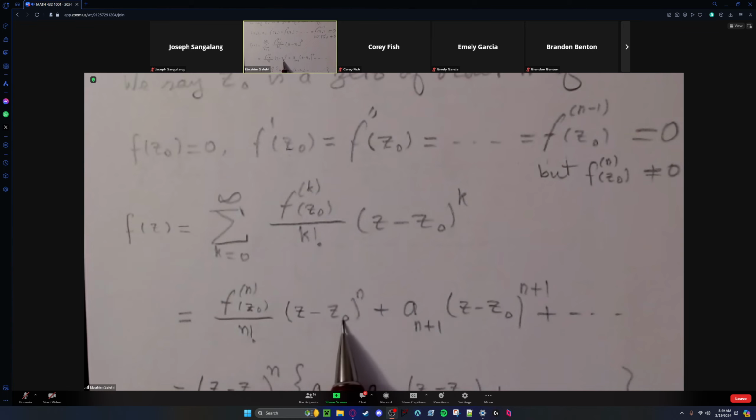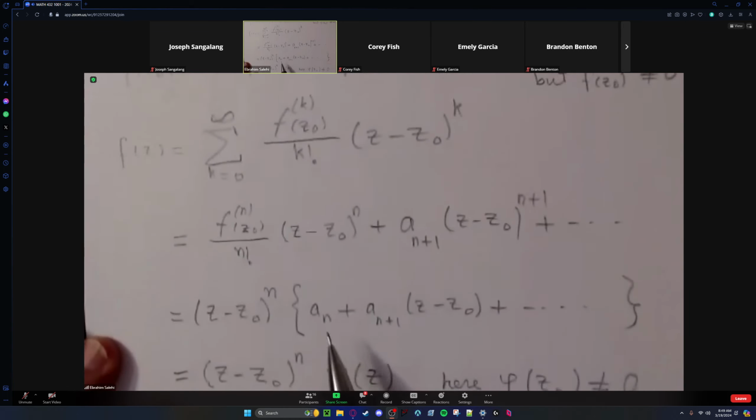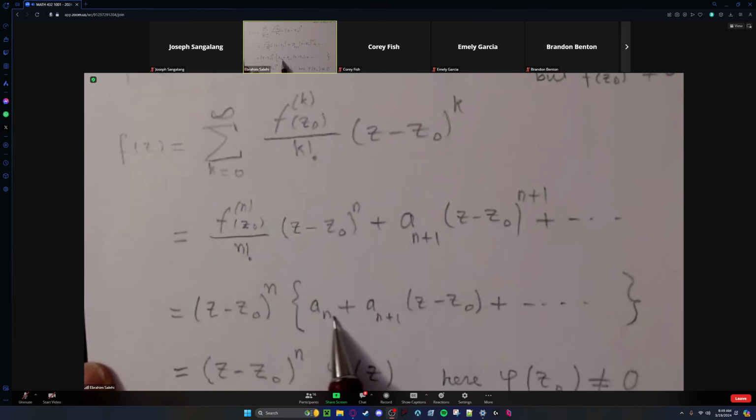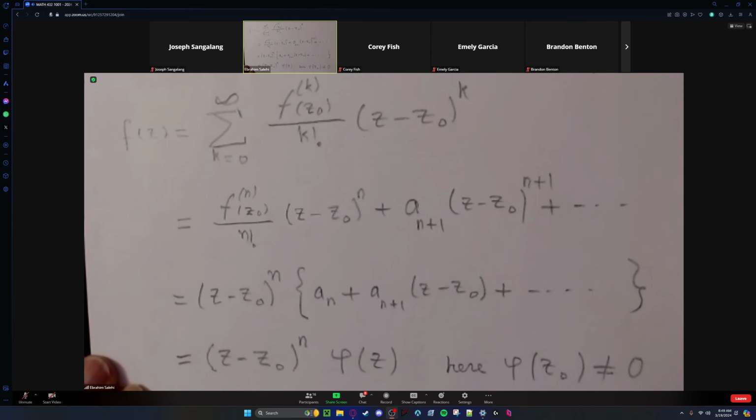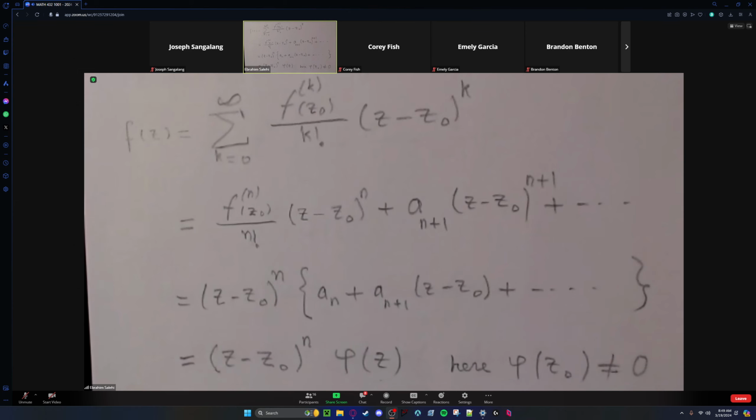If we factor z minus z naught to the n, in this curly bracket, everything is fine. It's a power series, right? And we are okay with it. This is an analytic function. So another characterization of 0 of order n is this, that you can factor z minus z naught to the n. If that's the case, it is 0 of order n. But remember, when you factor it, this guy should be analytic and not 0.